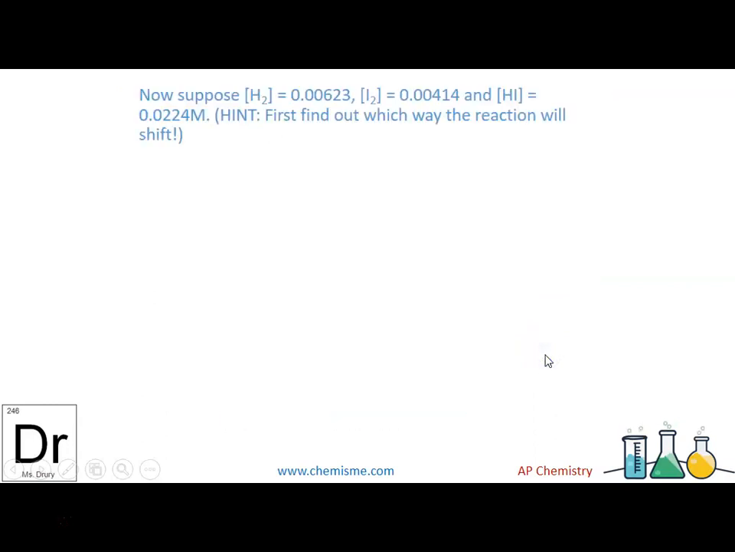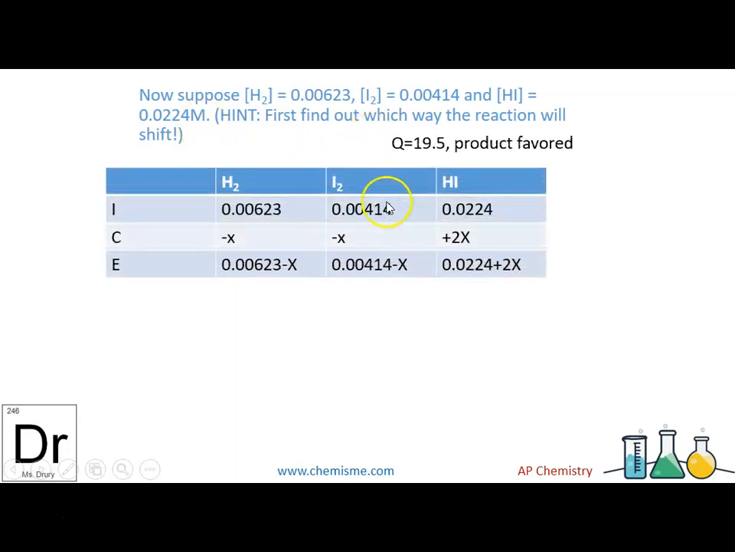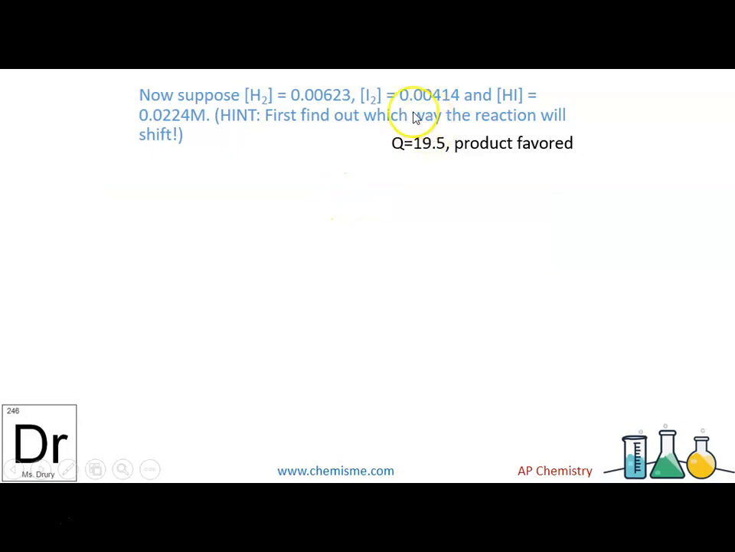Let's do another example. The H2 is this small number, the I2 is this small number, and the HI is slightly bigger, and we don't know if it's big enough. So we have to figure out which way the reaction will shift. The way that I did that was I did products over reactants, so 0.0224 squared, divided by 0.004 and 0.006, and found the Q is 19.5.